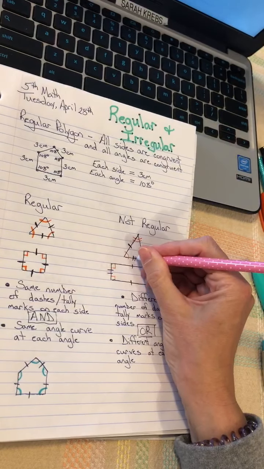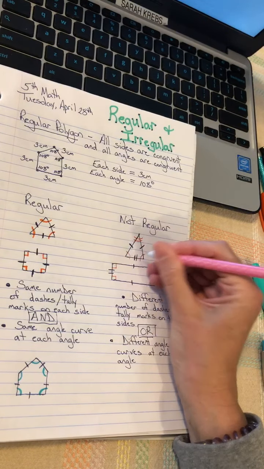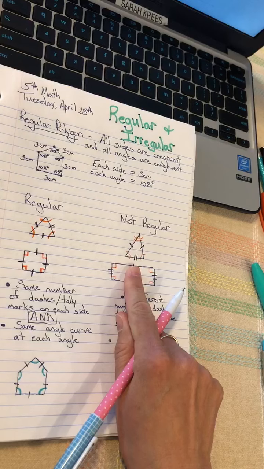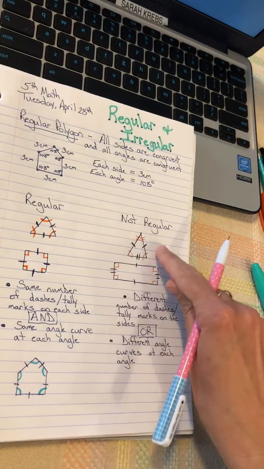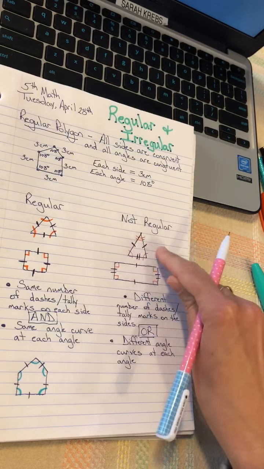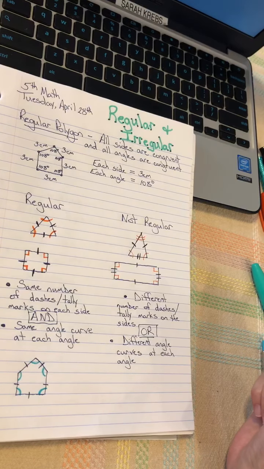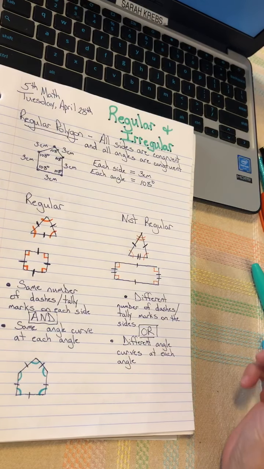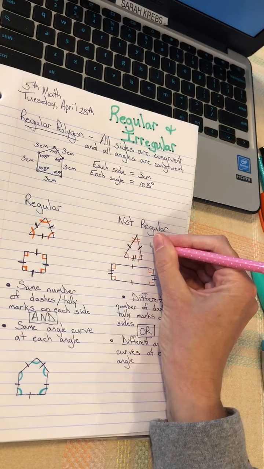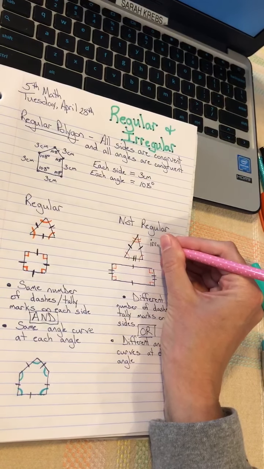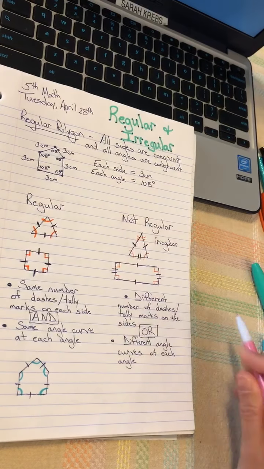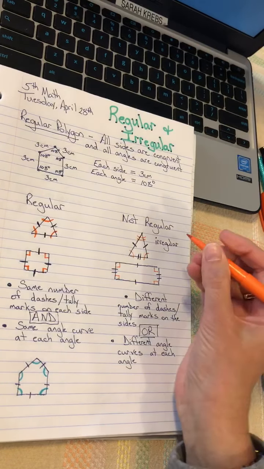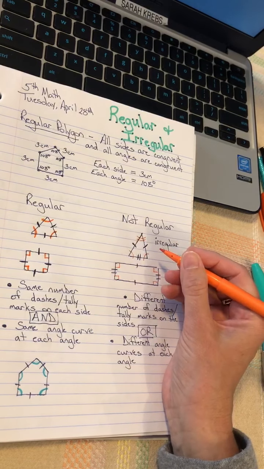But look at the third side. Third side has 2 dashes. So that tells you that this measurement is not the same as the sides that just have 1 dash. So because of that, we would say this is irregular, okay?